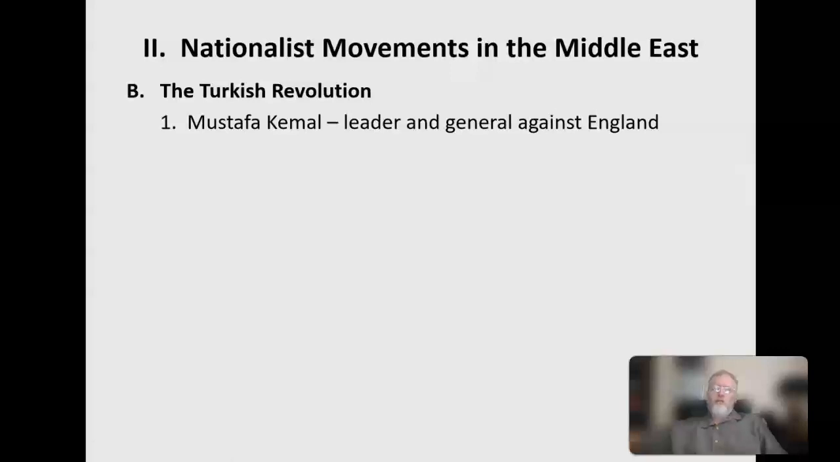The war ends, the Ottoman Empire collapses. He's, of course, very anguished by this, very upset when the Ottoman Empire ends. We have a Greek invasion of Turkey, which England assisted with, a British assistance. This inspired very nationalistic fervor.